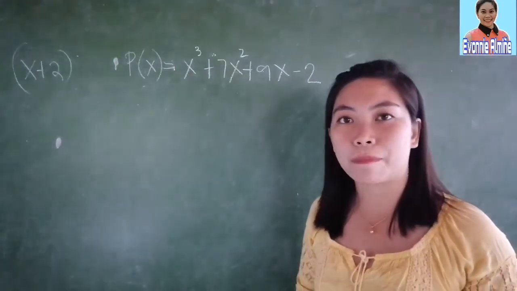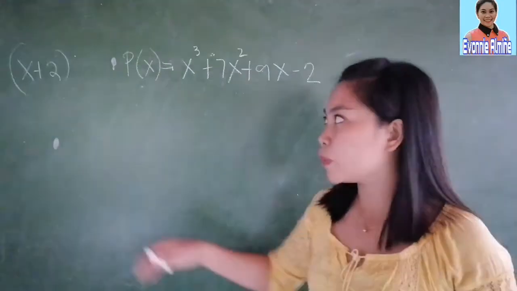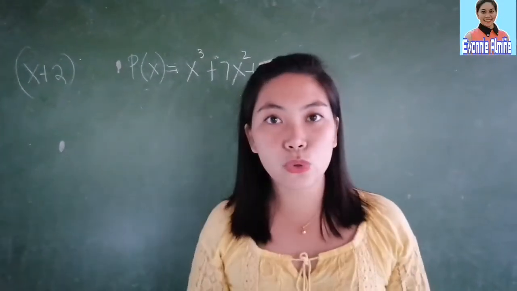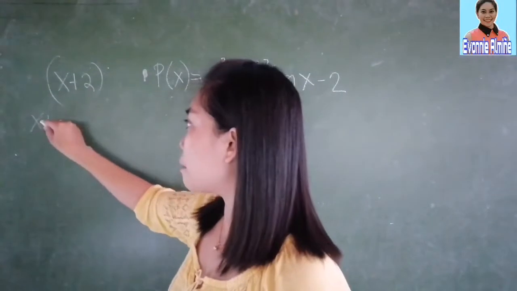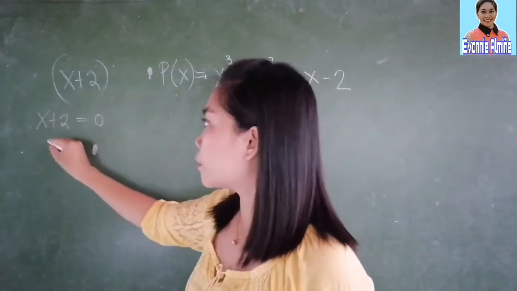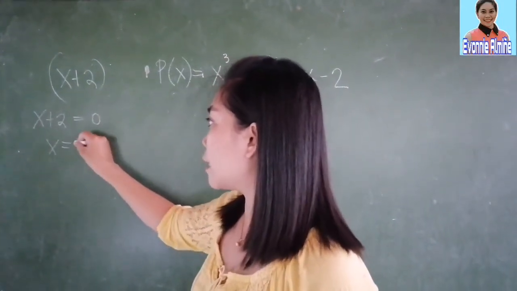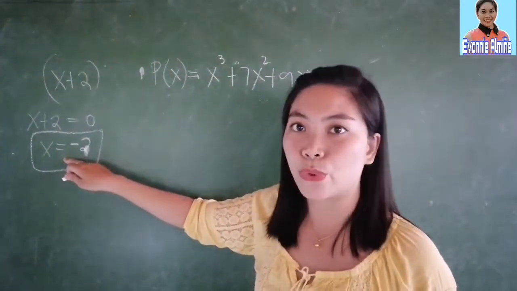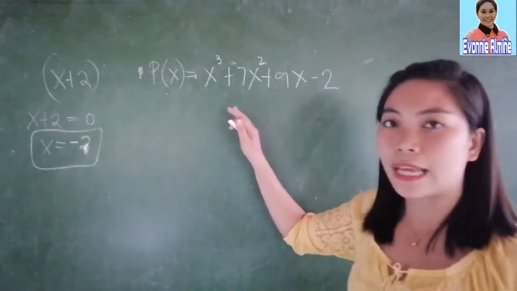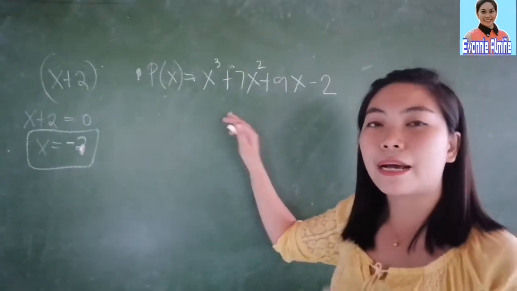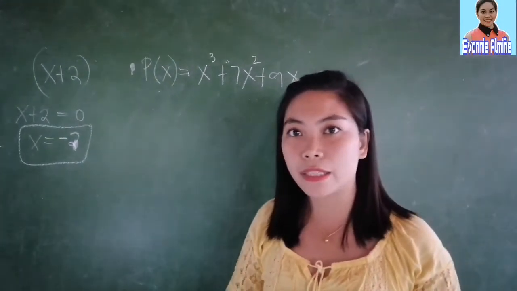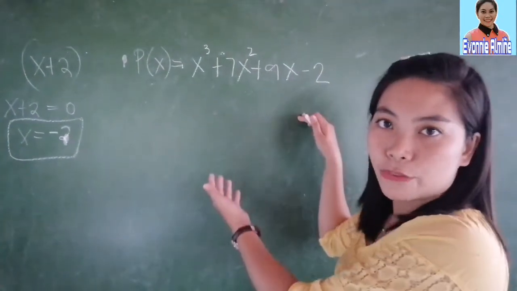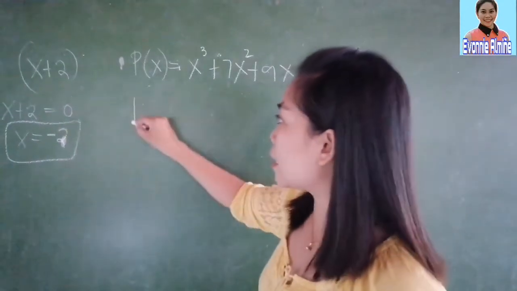So following these steps in applying remainder theorem, we have to equate the divisor x plus 2 into 0. So you have x plus 2 is equal to 0. Then x is equal to negative 2. Therefore, the value of x here is negative 2. Then, we have to substitute that to the variable x. And kapag 0 ang kanyang remainder, automatic po, x plus 2 is a factor of this given polynomial equation.